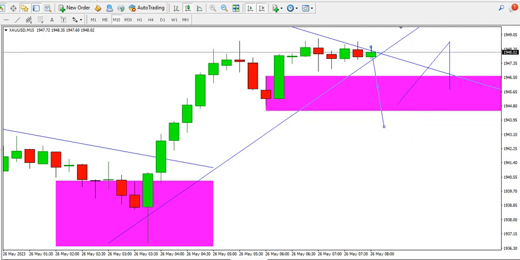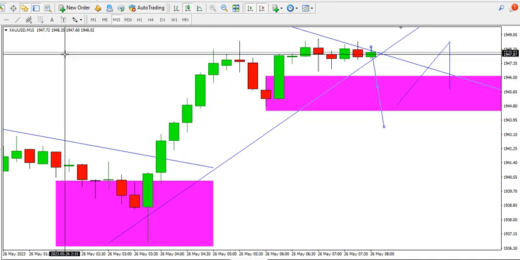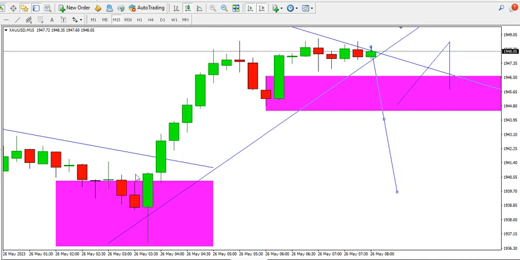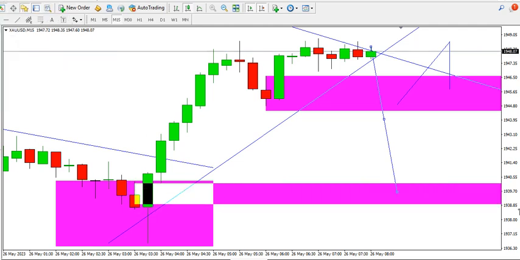Talking about the order block around the 1944 area, if we have a break below that order block, price is going to get to the next order block, and the next order block is at this level on the chart. Talking about the 1938 level.